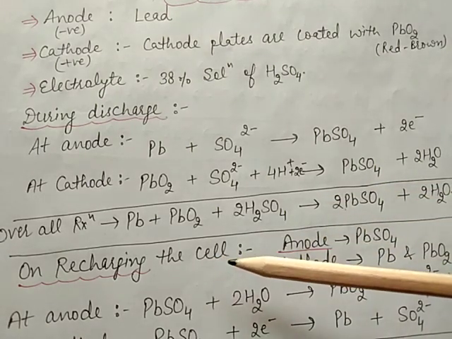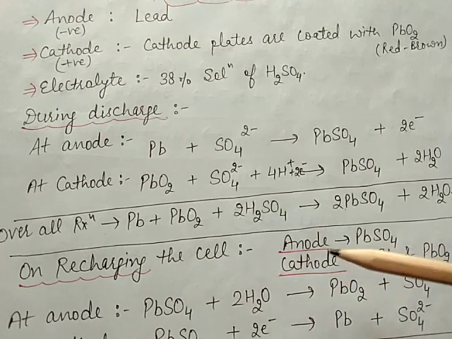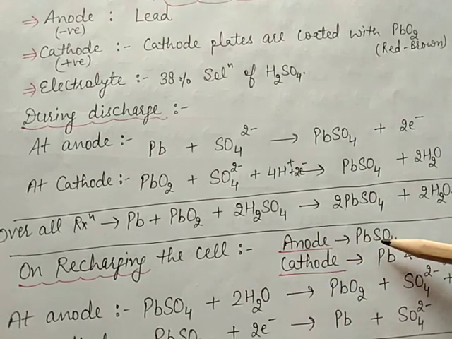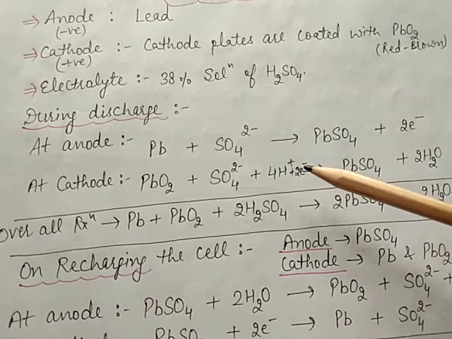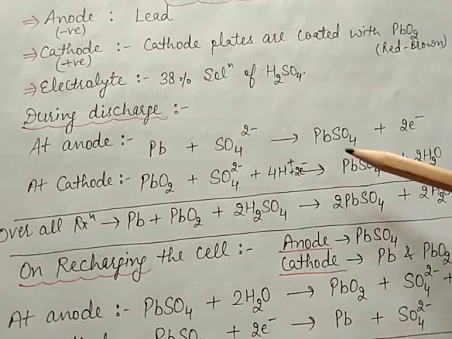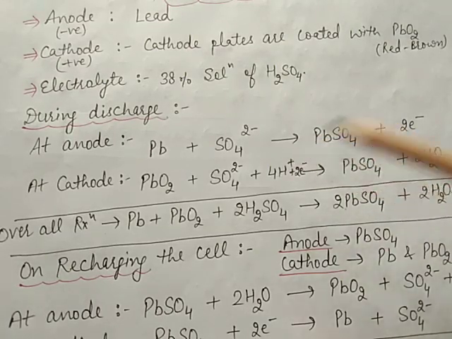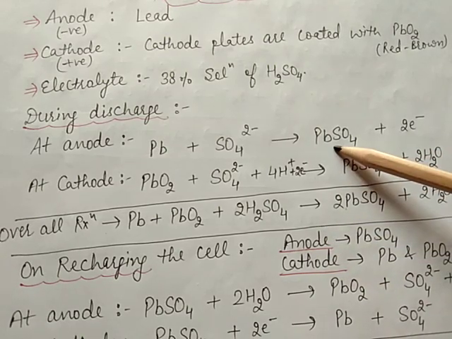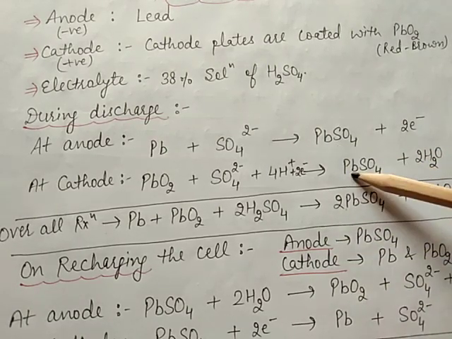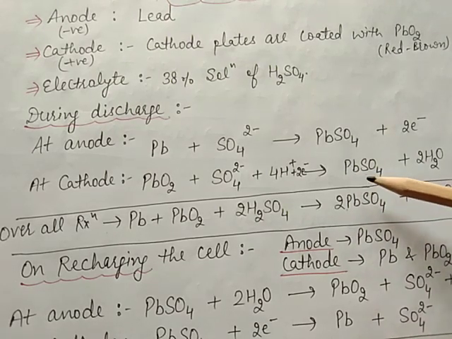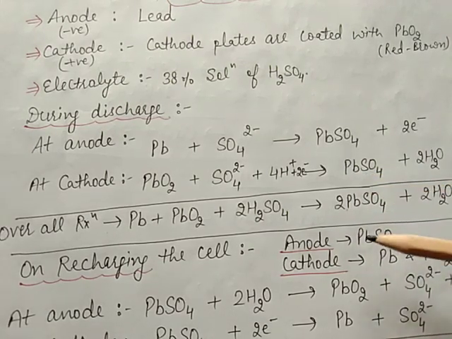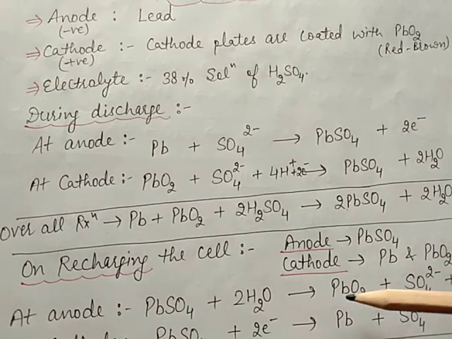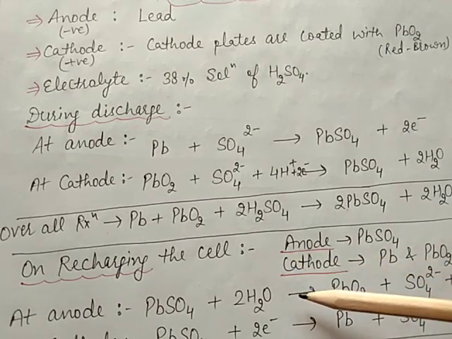But on recharging the cell, these reactions are reversed. Products change into reactants and reactants change into products. At anode PbSO4 is taken. At cathode Pb and PbO2 are taken. Now the reactions become reverse on recharging the cell.